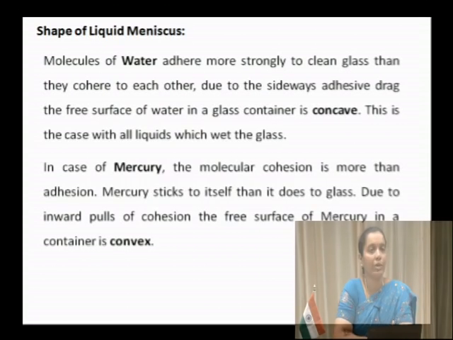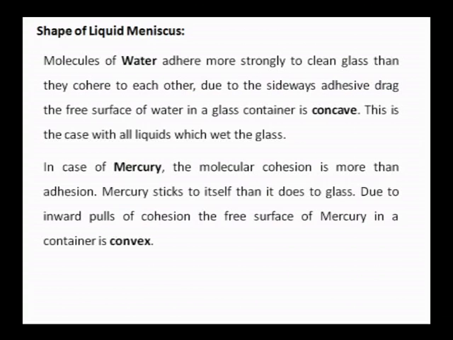In case of mercury, the molecular cohesion is more than adhesion. Mercury sticks to itself more than it does to glass. Due to inward pulls of cohesion, the free surface of mercury in a container is convex, as we have seen in this picture.